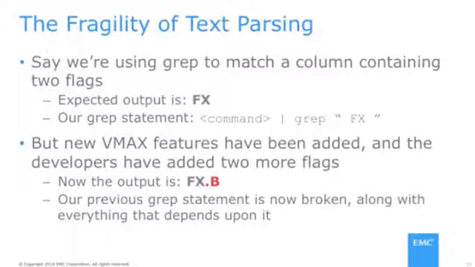But then we upgraded to Solutions Enabler 7.6, and new features were added. New columns were added to that flag column. Now the output is FX period B. So that previous grep statement, which is looking for just FX, is going to be broken. And anything that depends on that grep statement to work is also going to be broken. And that could be quite a bit of stuff, right?